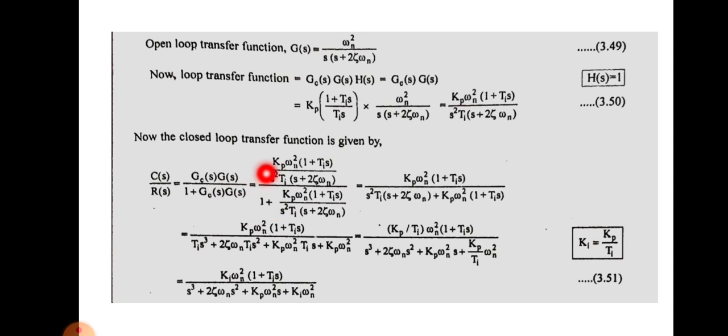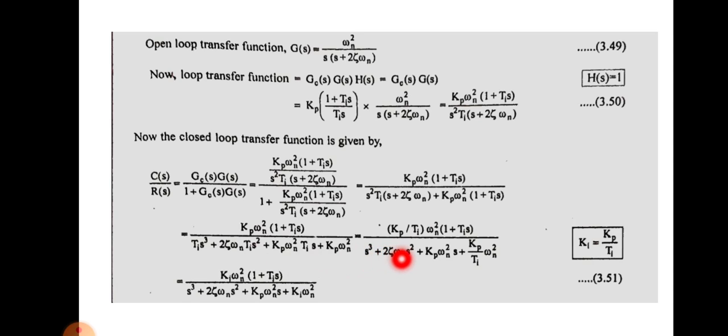So we can substitute for each and every quantity, and now we can cross multiply these terms and cancel the denominator terms. So we will get Kp into omega n square into 1 plus Ti of S divided by S square Ti into S plus 2 epsilon omega n plus Kp omega n square into 1 plus Ti of S. In this case, we can multiply the terms with the terms inside the bracket. So we will get Kp omega n square into 1 plus Ti of S divided by TIS cube plus 2 epsilon omega n Ti into S square plus Kp omega n square Ti of S plus Kp omega n square.